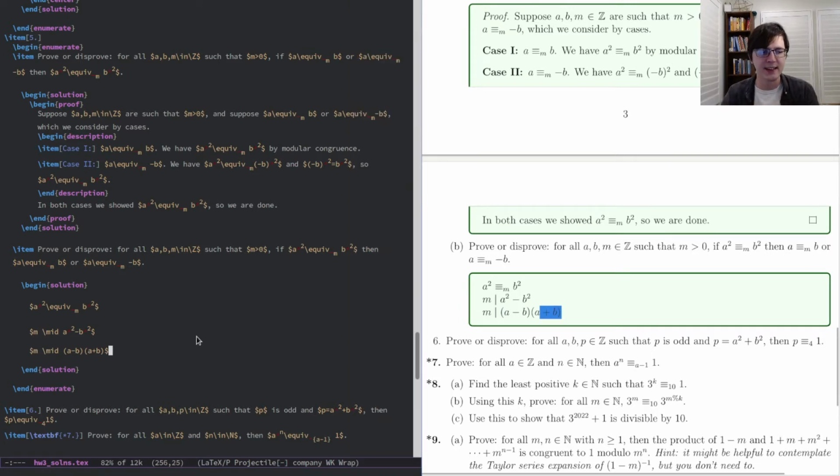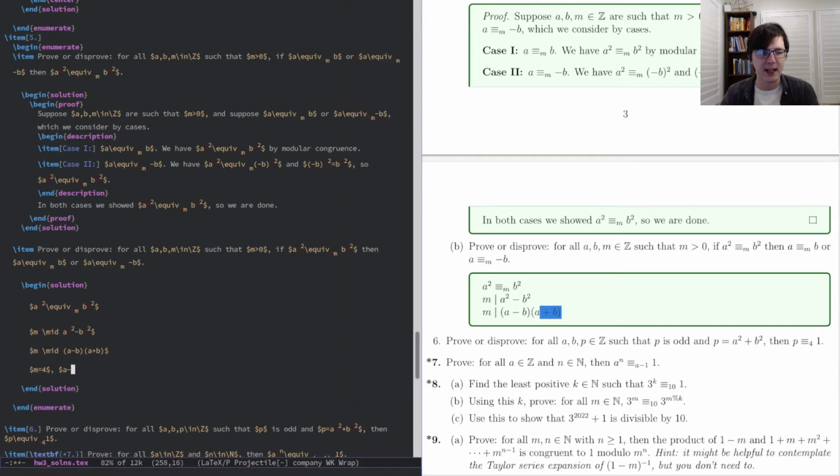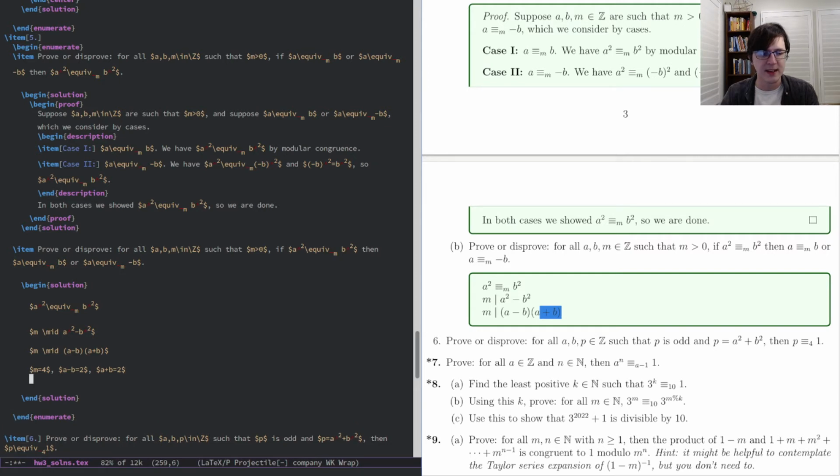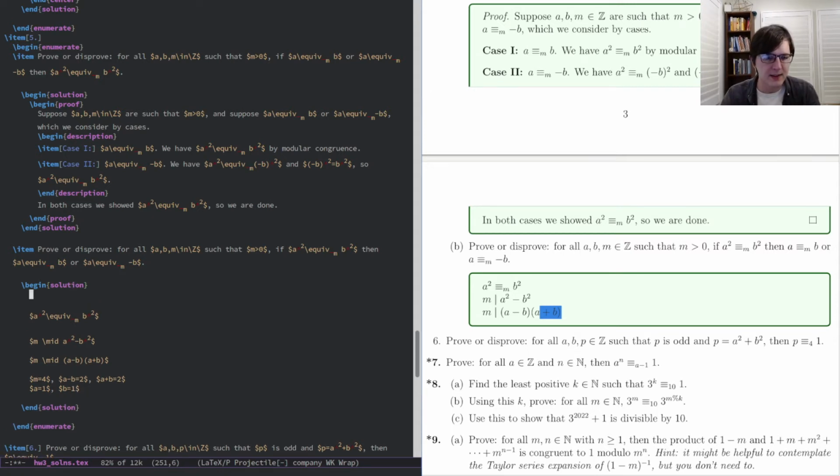So let's say that m equals 4, a minus b equals 2, and a plus b equals 2 for this counterexample. And then we can solve for a. That's 1, and b is -1. Right? No. a is, oh, there we go. a and b are 1. So let's disprove.